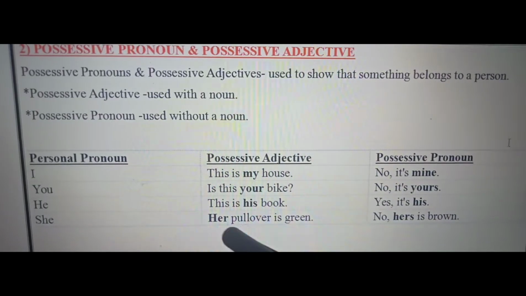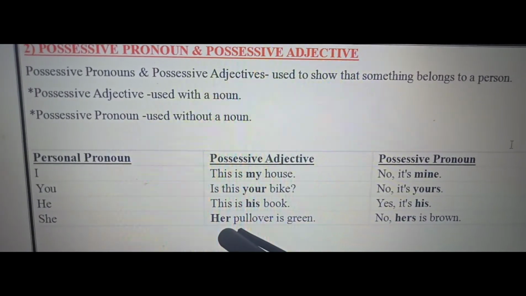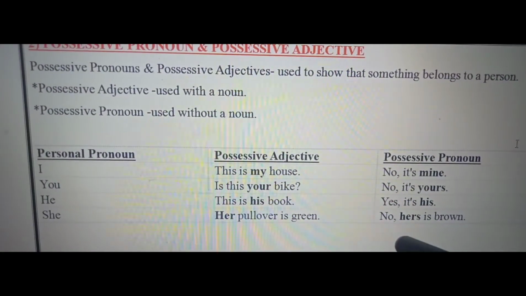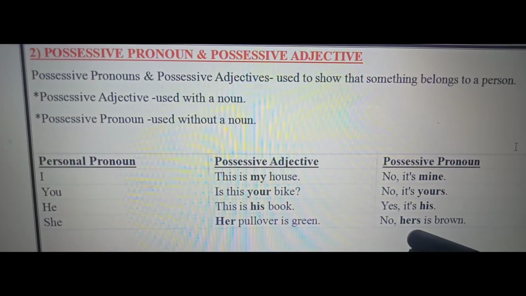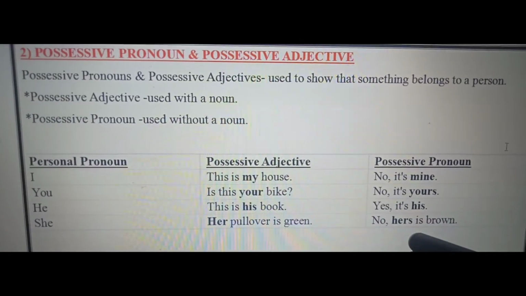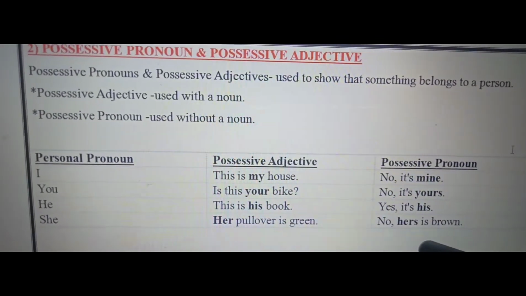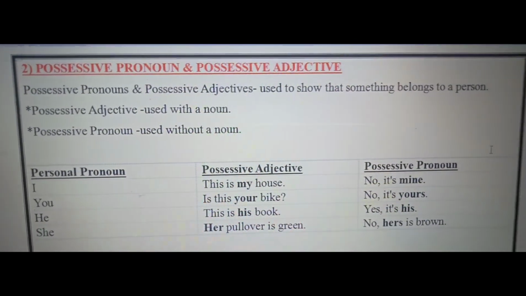Now next one, her pullover is green. Her is again the possessive adjective. It is used with the noun pullover. Now here, no, hers is brown. So hers is a possessive pronoun and we have used it without a noun. So you have to keep this in your mind, that possessive adjectives are used with a noun in a sentence, but possessive pronouns are used without a noun in a sentence.